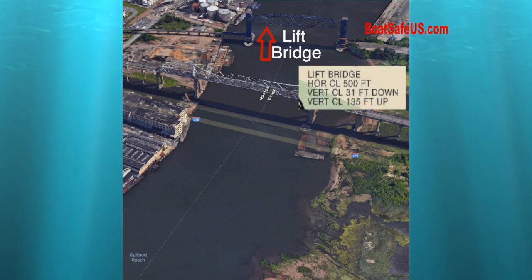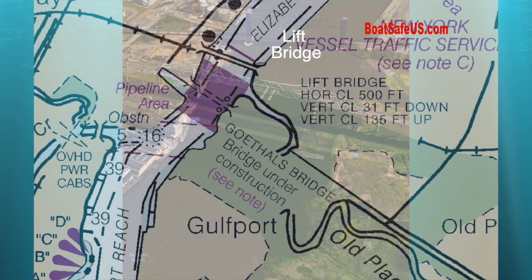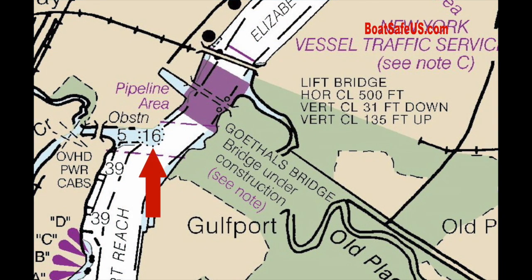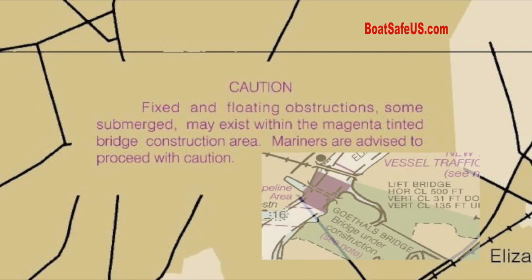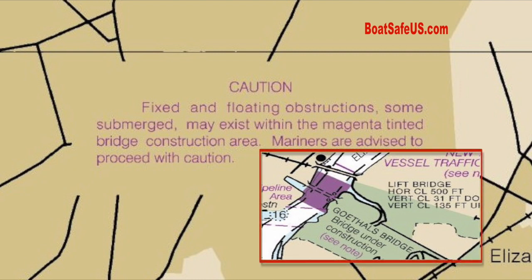The best way to find out about navigation hazards is to consult your nautical chart. The red arrow indicates a section of water that rises to 16 feet from the center of a navigation channel. That could be hazardous to large ships navigating in that area. Another area is specific notes as they pertain to, in this case, construction around the Goethals Bridge. Mariners are advised to proceed with caution in magenta areas marked on a nautical chart.